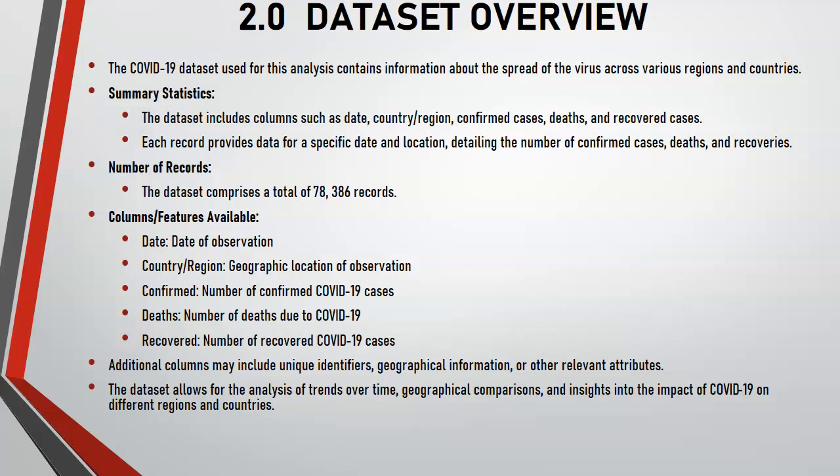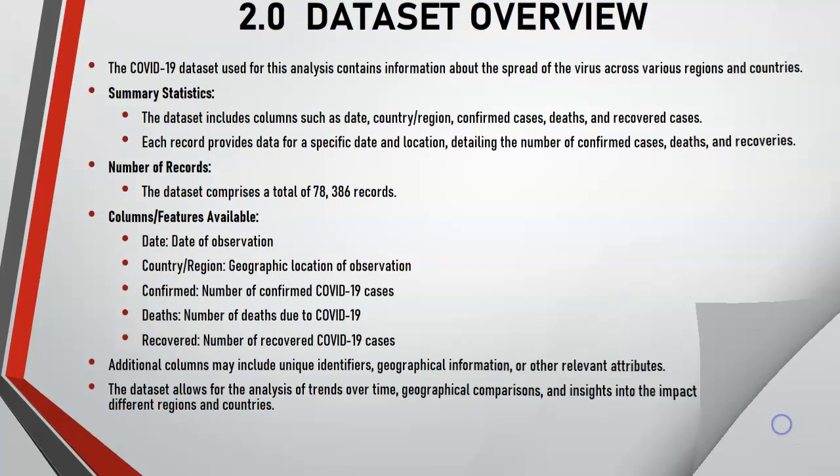The date column talks about the date of the observation, the date the test was carried out. The country or region specifies the geographical location where the observation was carried out. Then confirmed is the number of confirmed COVID-19 cases. Death, the number of people that died due to COVID-19. Then recovered, the number of recovered COVID-19 cases. The data set allows for the analysis of trends over time, geographical comparison, and insight into the impact of COVID-19 on different regions.